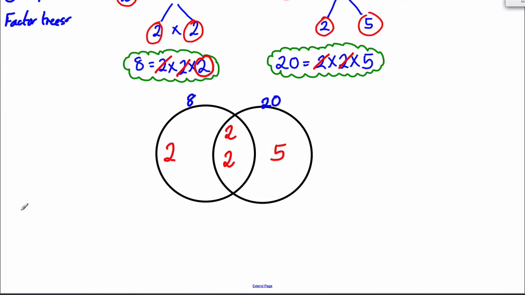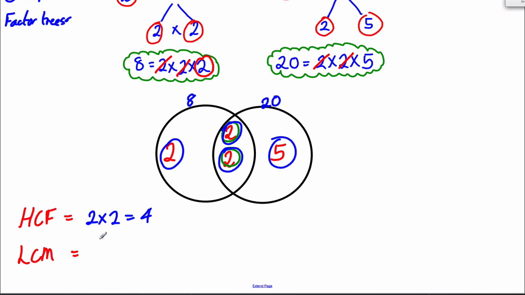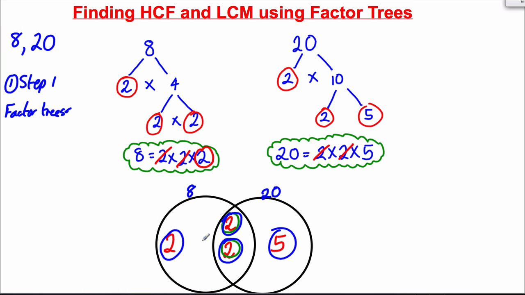Then, really neatly, the highest common factor is always these two numbers multiplied together. So it's going to be 2 times 2 is 4, which is what we got previously. And the lowest common multiple of those two numbers is always all the numbers times together. So the 2 times the 2 times the 2 times the 5, which is 40, and that's the same as we got before. So that's a lovely neat way of finding the highest common factor and lowest common multiple.